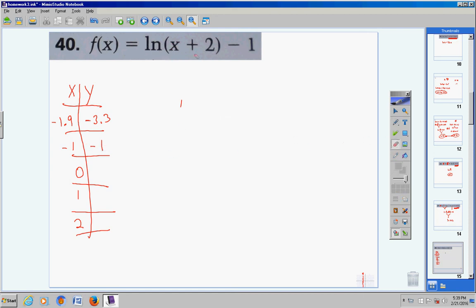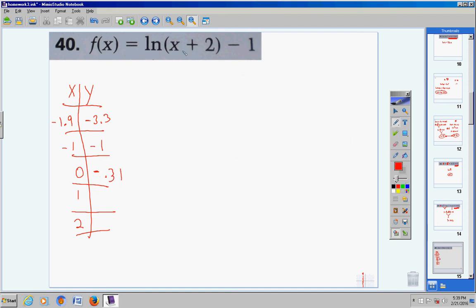Next, let's use 0 for x. So we'll put a 0 right here. 0 plus 2 is 2, so the natural log of 2 minus 1. Natural log of 2, close your parentheses, minus 1, enter. Negative 0.31.